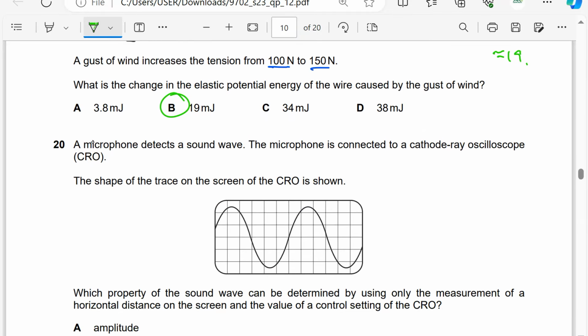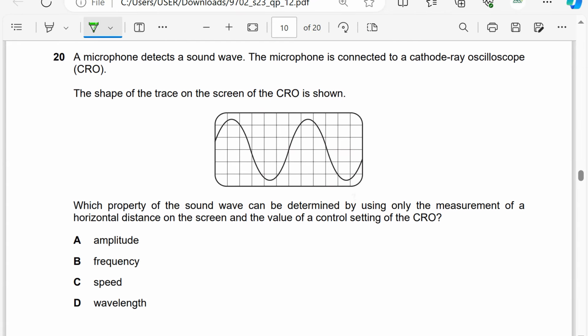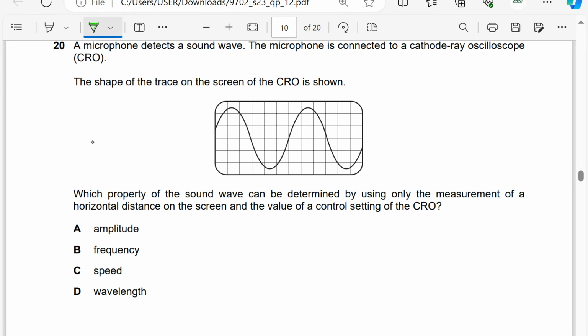A microphone detects a sound wave. The microphone is connected to a cathode ray oscilloscope. The shape of the trace on the screen of the CRO is shown. Which property of the sound wave can be determined by using only the measurement of the horizontal distance on the screen and the value of the control setting of the CRO?